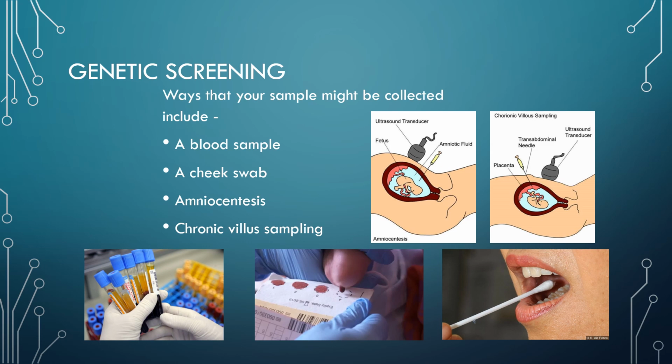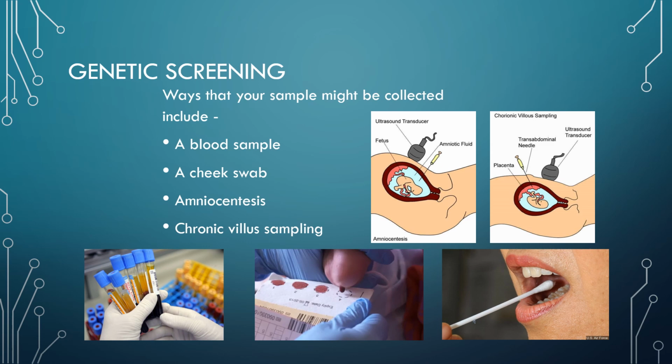There are multiple ways that your sample might be collected for genetic screening. Some of these include a blood sample. This is where a doctor or nurse could insert a needle into your vein. For newborns, this is done by heel prick testing. They might also take a cheek swab.